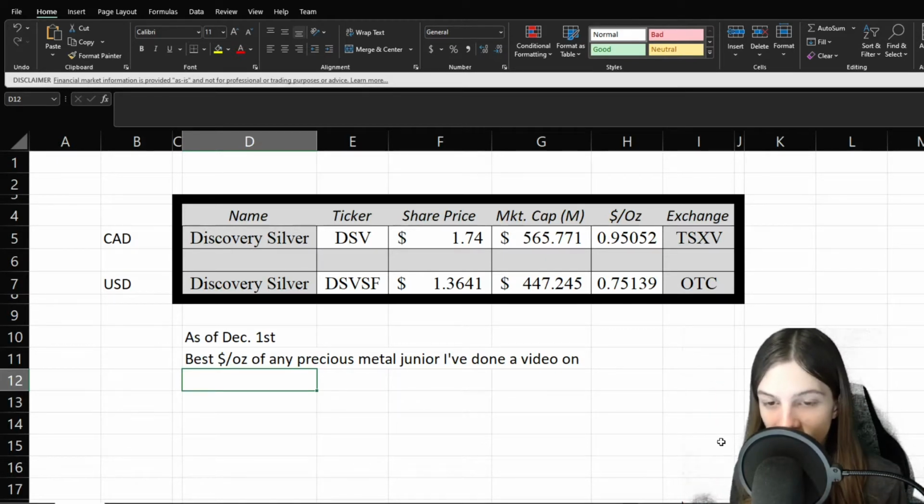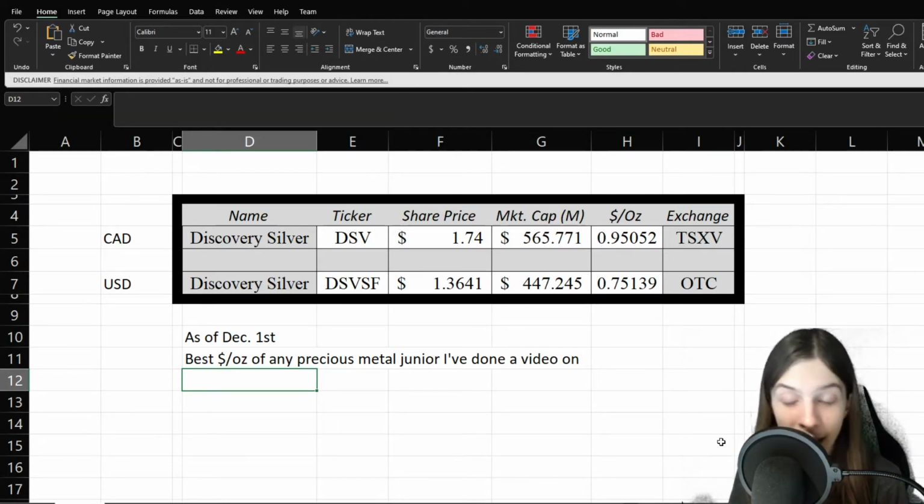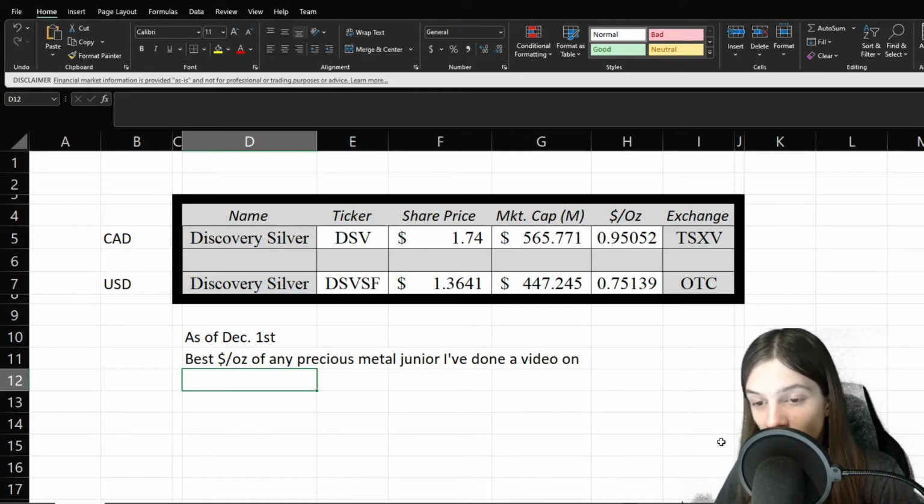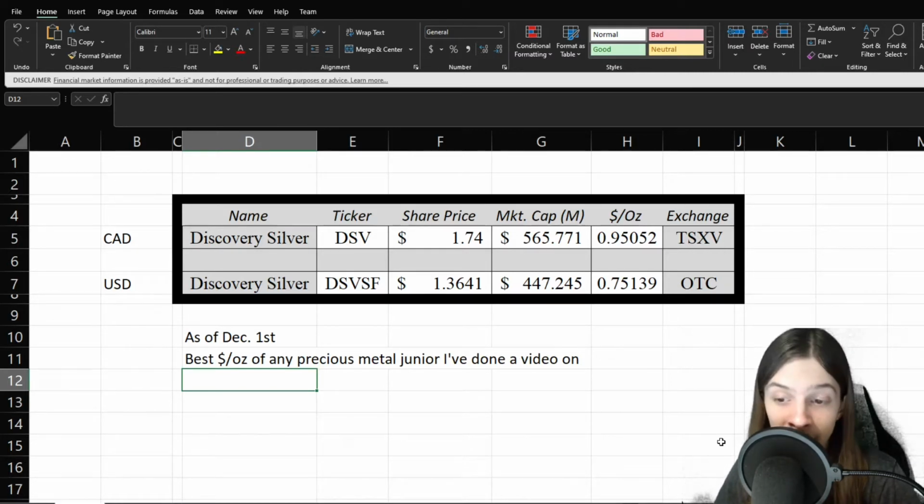So Discovery Silver trades at the ticker DSV on the Toronto Venture Stock Exchange, or TSVSF on over-the-counter exchanges. The over-the-counter ones are always so confusing, you know? $1.74 Canadian per share, or $1.36 US per share, with a market cap of $565 million Canadian dollars, or $447 million US dollars.